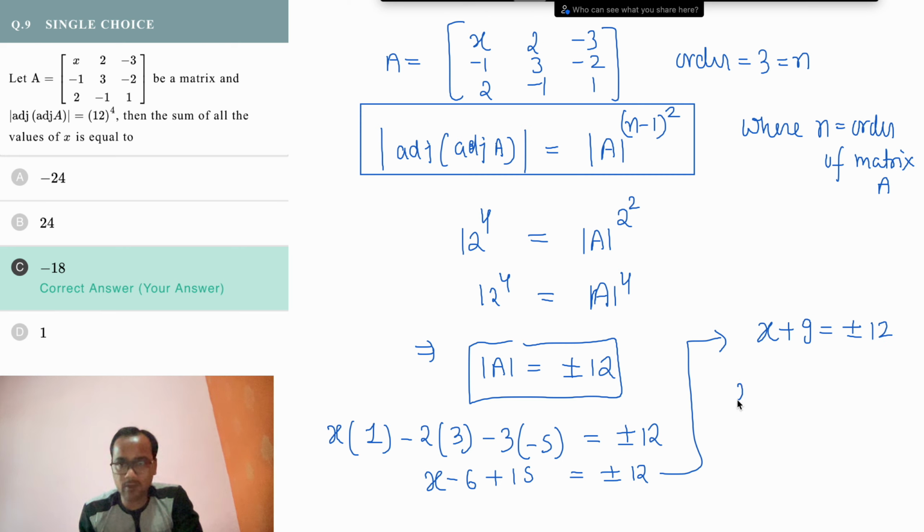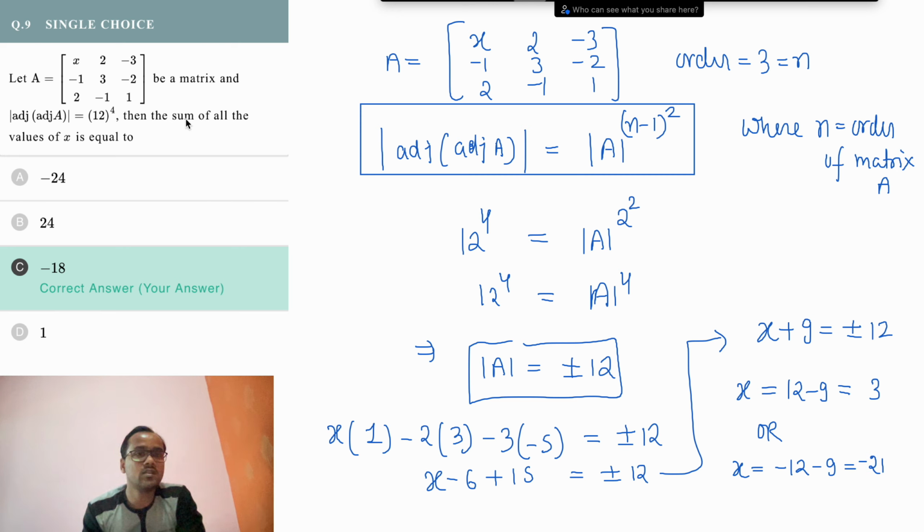So if it is plus 12, then x will be equal to 12 minus 9, or x will be equal to minus 12 minus 9. So 12 minus 9 is 3, minus 12 minus 9 is minus 21. So what is asked? Sum of all values of x. Minus 21 plus 3, so that is equal to minus 18. So the answer for this question will be option C.